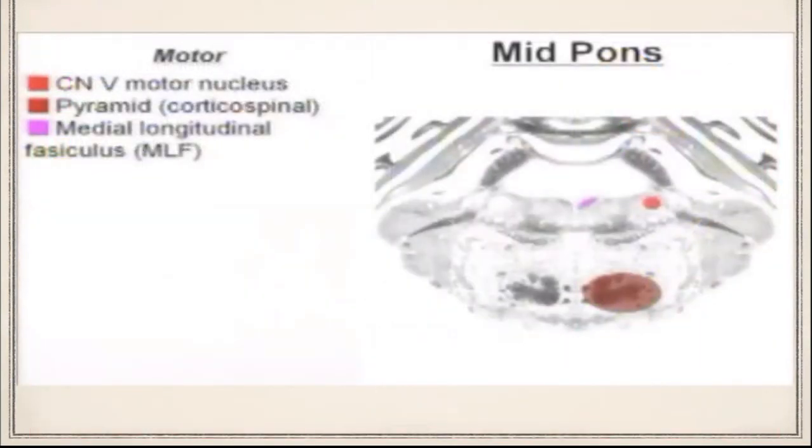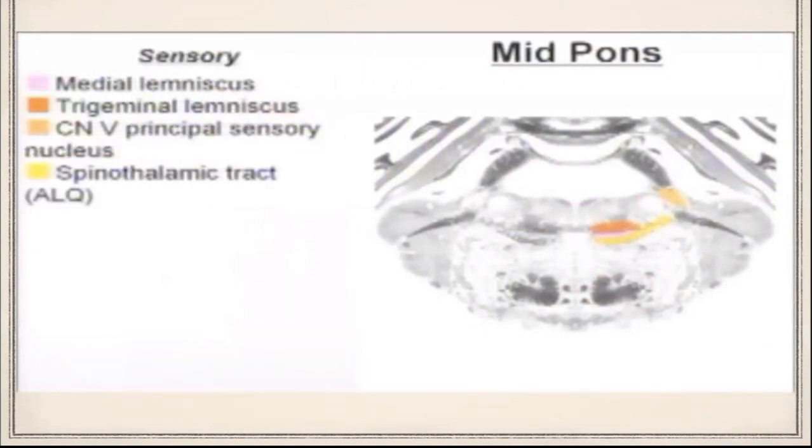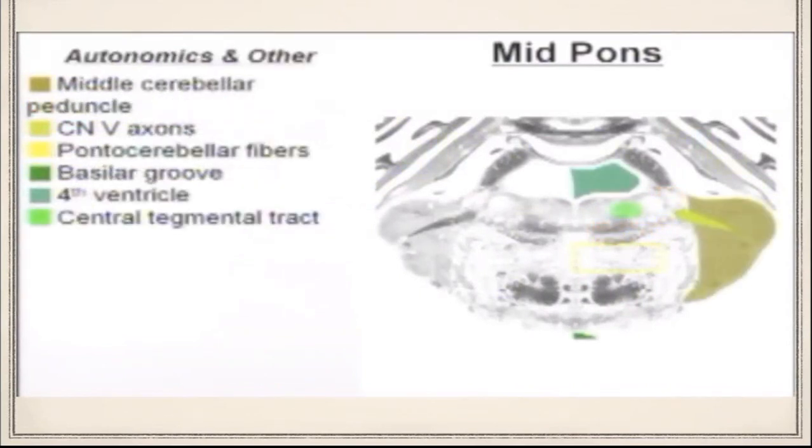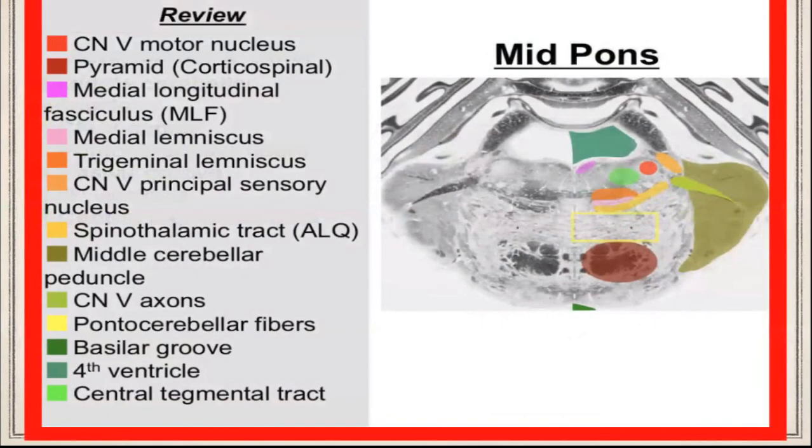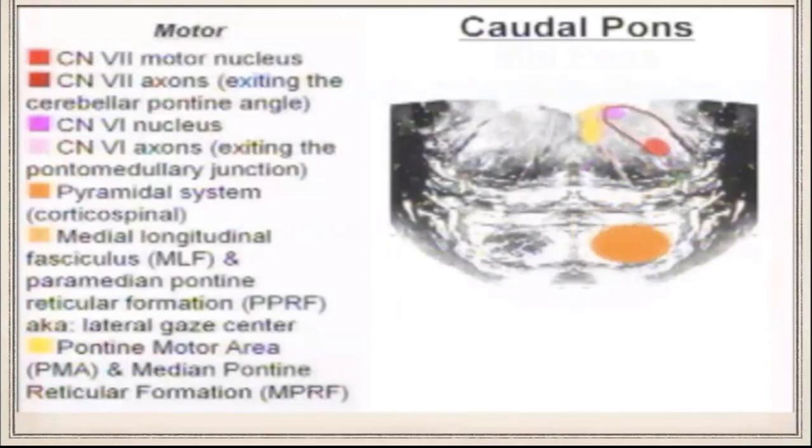Then the pons, that's the mid and upper pons motor system. You can see the sensory system of the mid pons. You can see the autonomic and other system. And that's a summary of what lives in the mid pons. By the way, the pons, as you will see later, is the most common site for cavernous angiomas in the brainstem, about 60%. Of course, it's because of its volume.